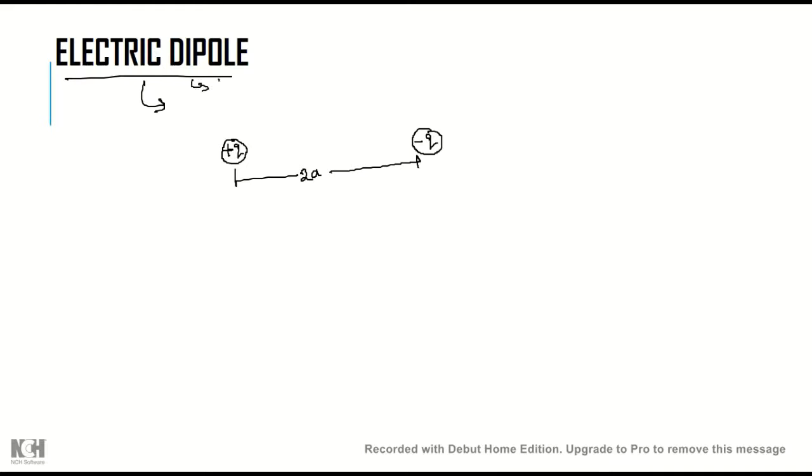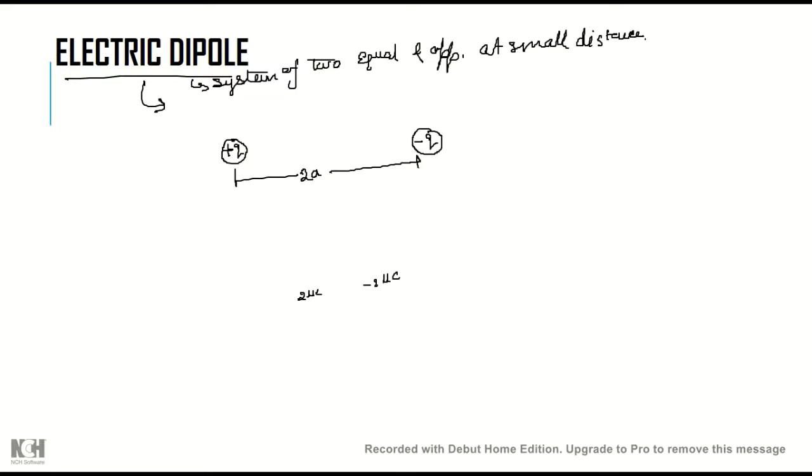The electric dipole is the system of two equal and opposite charges which are kept at a very small distance. So this should be your proper definition for electric dipole. Now, whenever there are two charges, let's suppose 2 microcoulomb and minus 2 microcoulomb, placed at 20 Angstrom distance, then definitely the whole system will be considered as an electric dipole, not a single charge.